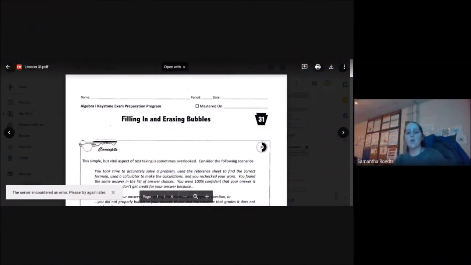All right, lesson 31, filling in and erasing bubbles. It may sound completely crazy, but this simple but vital aspect of test taking is sometimes actually overlooked.